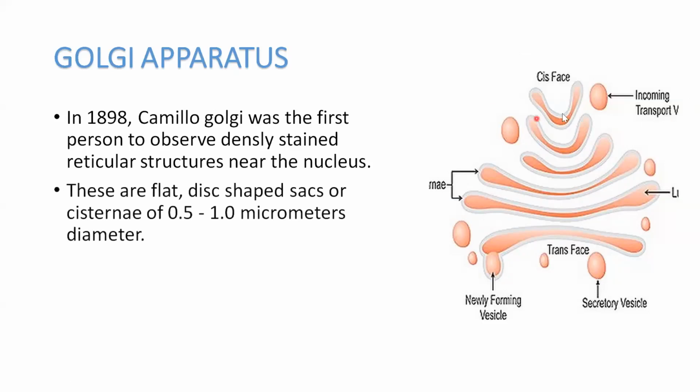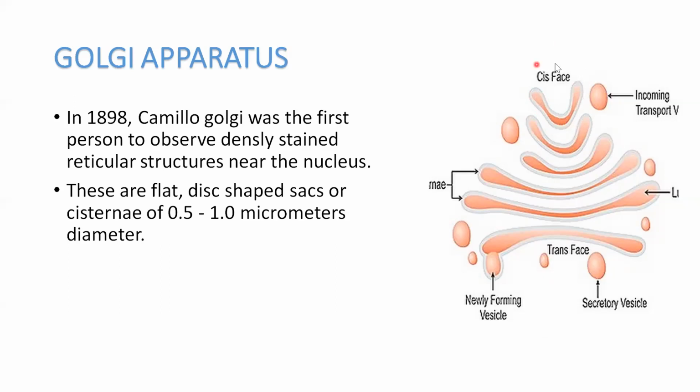So it has disc-shaped structures which are about 0.5 to 1 micrometers in diameter, and it has two phases, cis phase and trans phase. Okay. So from the endoplasmic reticulum, the synthesized protein will enter through the cis phase. Once it enters through this phase, inside this lumen, you can see the outer whitish or gray colored stuff, that is the membrane of this Golgi apparatus, and the brown colored region, that is the lumen.